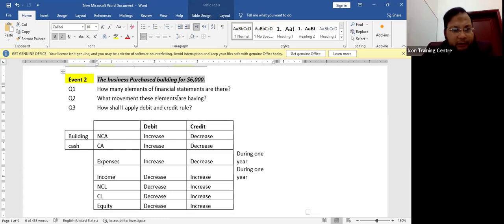So if you just have a look at this, the first asset we have recognized is building, and this is our non-current asset, and it is increasing. So we will record it as a debit. And the second asset is our cash, which is a current asset, but it is not increasing, rather it is decreasing. So we will record it on the credit side of the journal entry. Is this clear, sir? Now just have a look here.